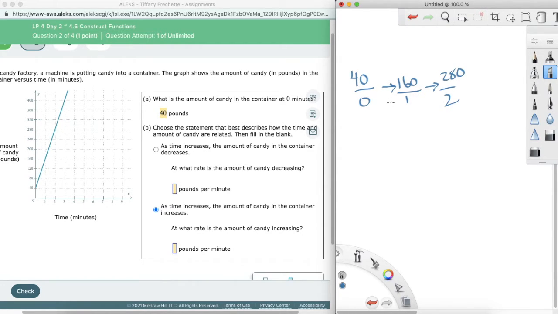To get from 40 to 160, I would have had to add 120 pounds, and I'd have to add 1 minute to that to get from 0 to 1. To get from 1 minute to 2 minutes, I'm adding another minute. And to get from 160 to 280, we need another 100 and another 20, right? So it's going up by 120 every minute.